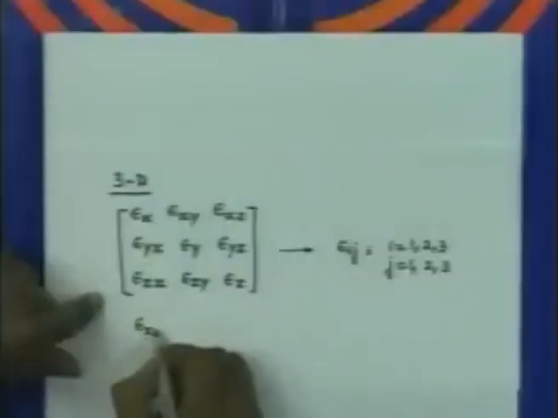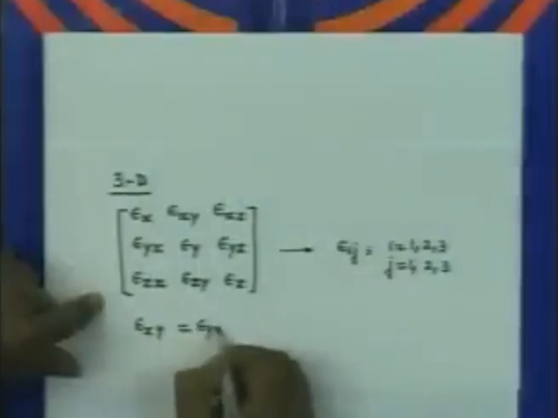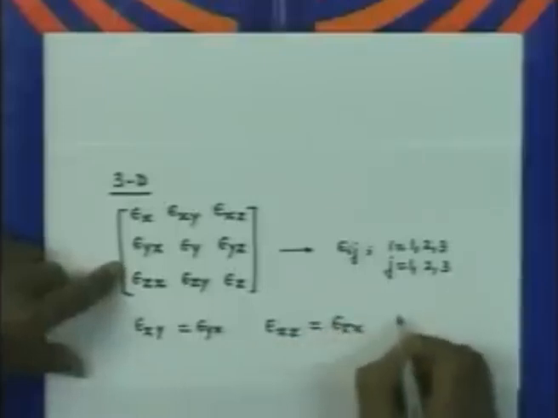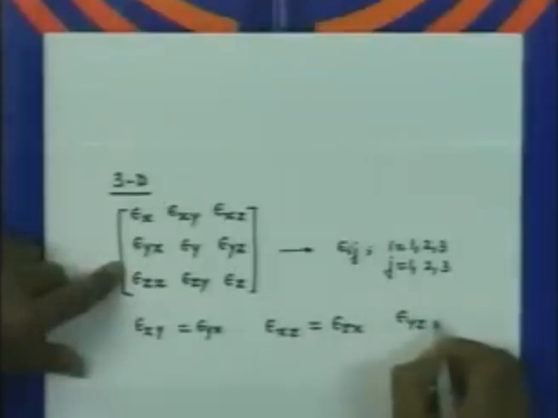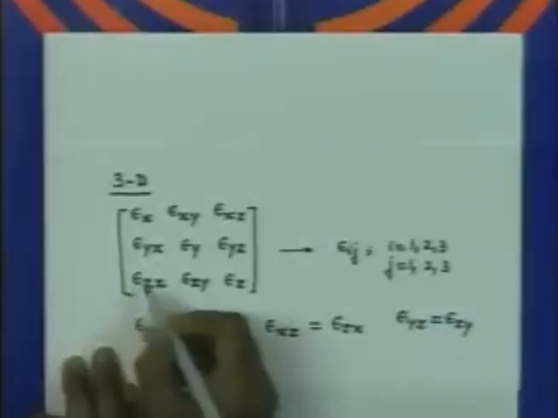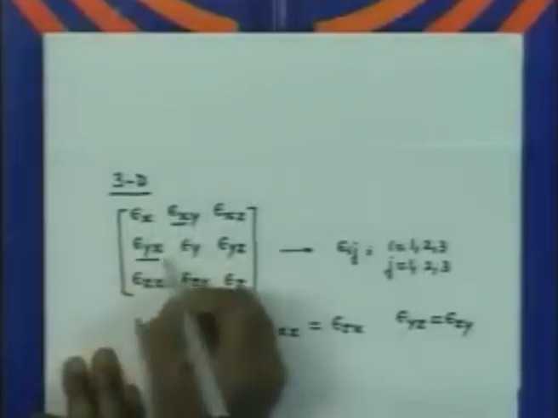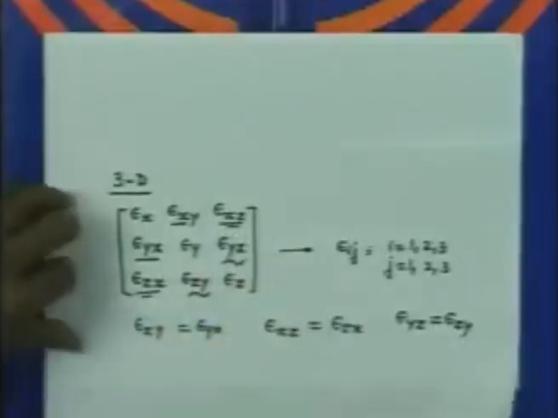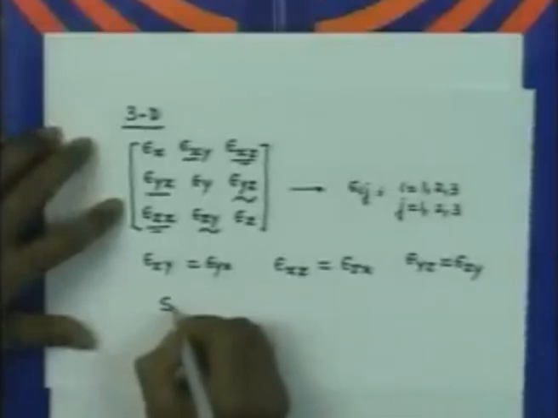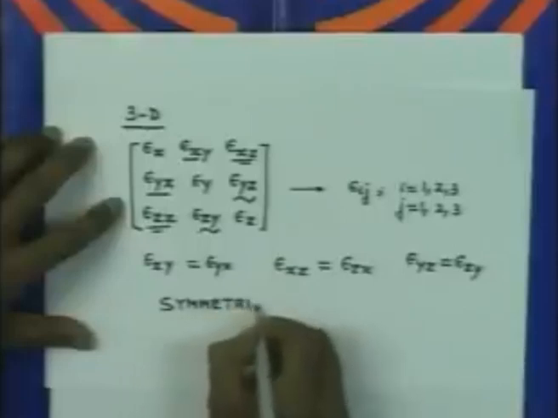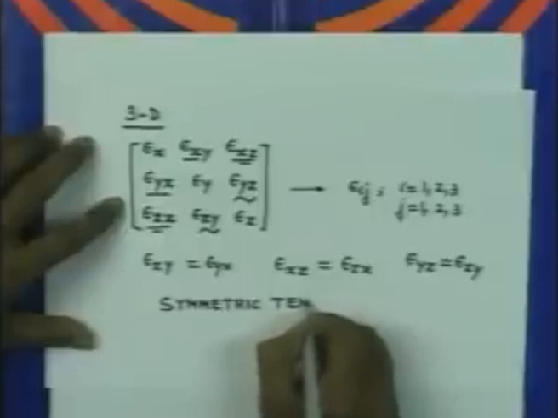You also note that we have the condition that epsilon xy is equal to epsilon yx, similarly epsilon xz is equal to epsilon zx, and epsilon yz is equal to epsilon zy. So these shear strain components are equal, and therefore this component is equal to this component, and again this component is equal to this component. So this strain tensor is also a symmetric tensor.